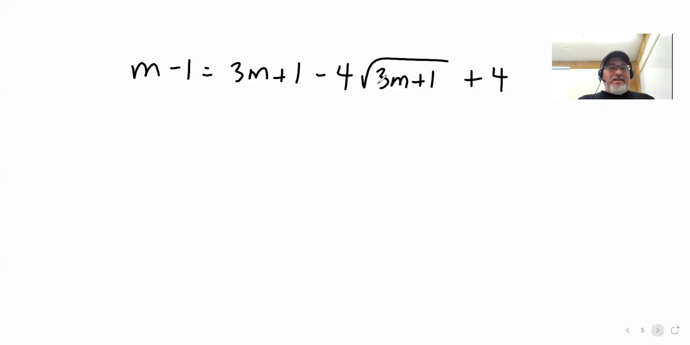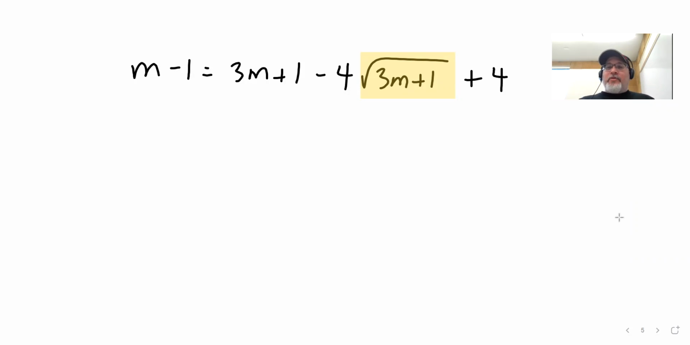We are currently at m minus 1 equals 3m plus 1 minus 4 times the square root of 3m plus 1 plus 4. And we're going to reset the solving a radical equation procedure because now we need to start solving this one by first isolating this square root. All right. Now, before we do that, you should notice that there are like terms all over the place. But let's think about multitasking here in an effort to get this square root alone.